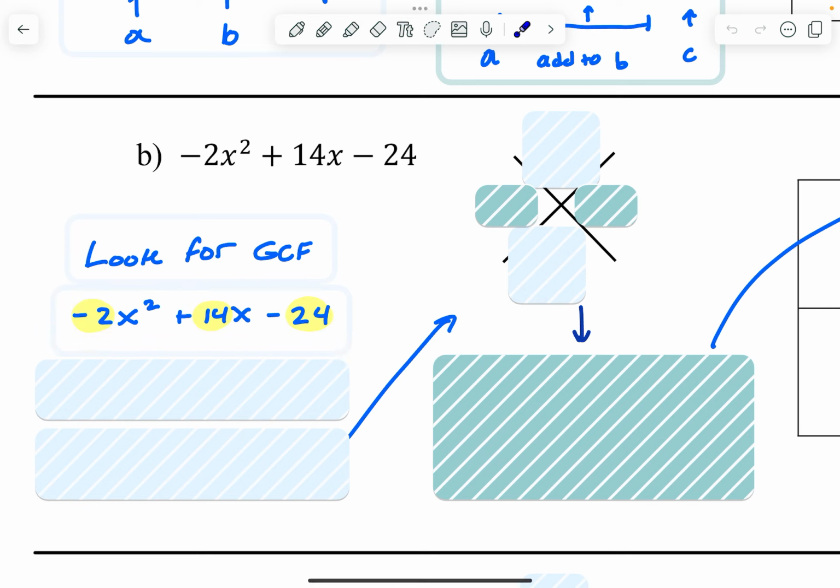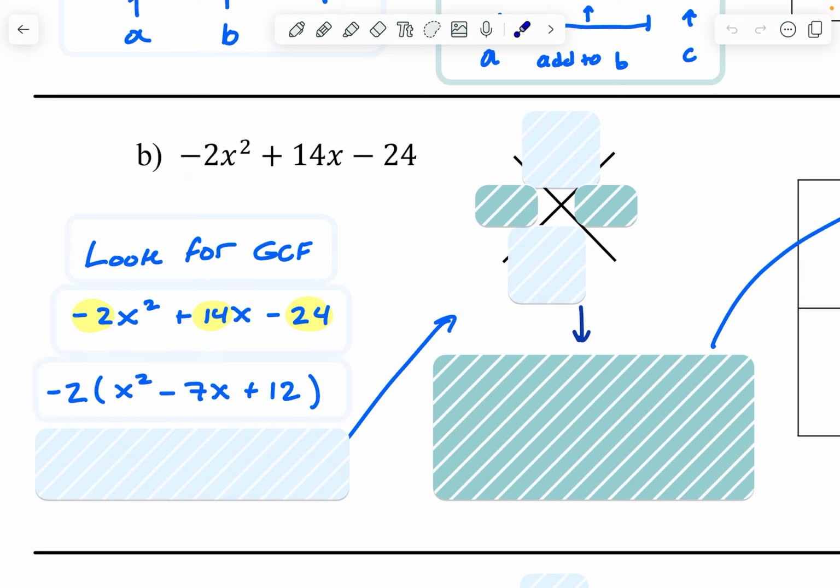Okay, in all of these terms, I have a negative 2x squared, a 14x, and a negative 24. I can't take out an x because my constant term doesn't have an x. But I have negative 2, 14, and negative 24. All of those numbers are divisible by negative 2. So I'm able to take a negative 2 out from all of those terms, and inside the parentheses I'm left with x squared minus 7x plus 12.